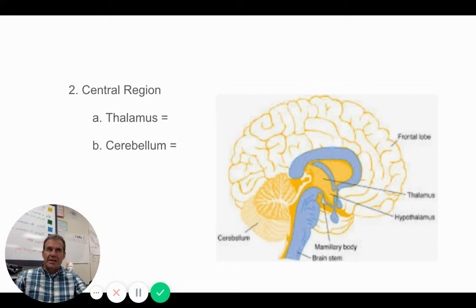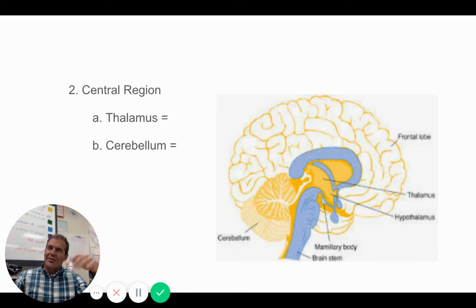And the reason for that is that four of our five senses go to our thalamus first. And then our thalamus sends it to the part of the brain that understands that sensation. So it's called the sensory switchboard or relay station. Four of our five senses go to the thalamus first, and then the thalamus routes that information to the part of the brain that can process it.